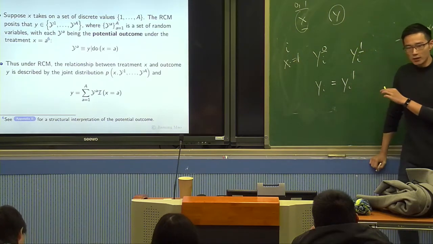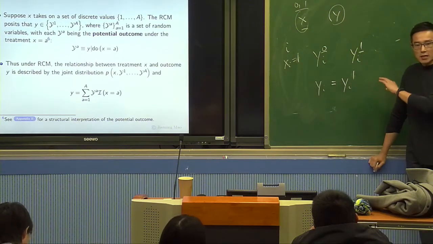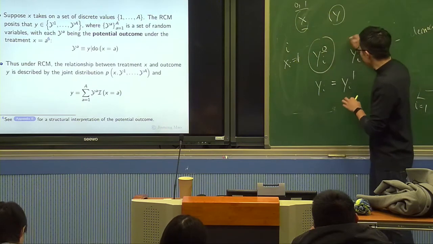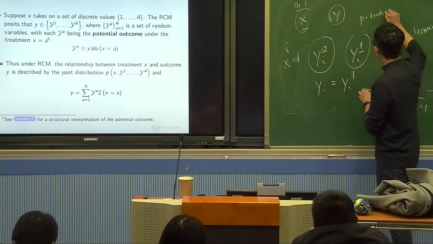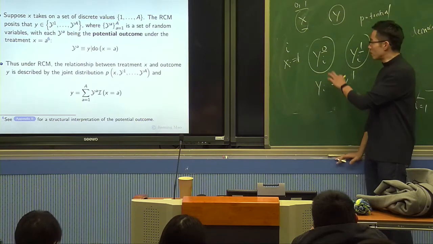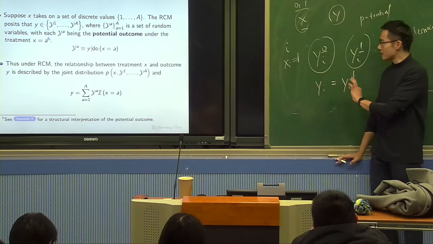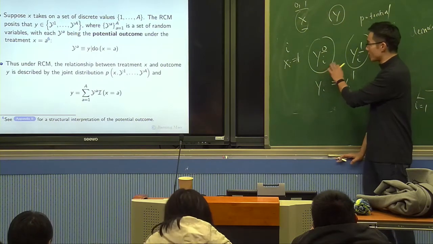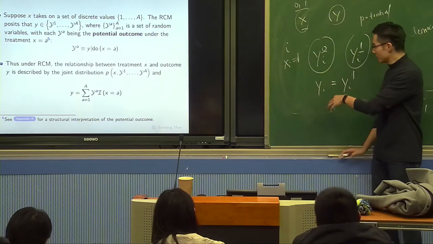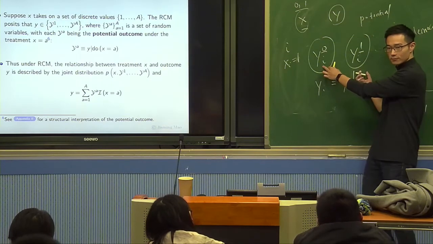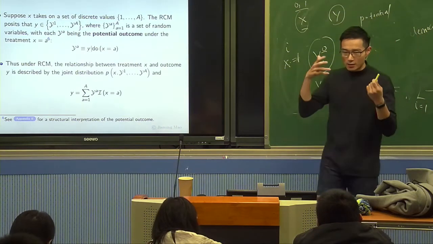That's it. So in other words, these things are called potential outcomes. They're not real. They're potential. Let's imagine that for every person there exist yi0 and yi1, and then depending on what this person actually receives, the outcome is one of them. So that's the idea behind this framework.